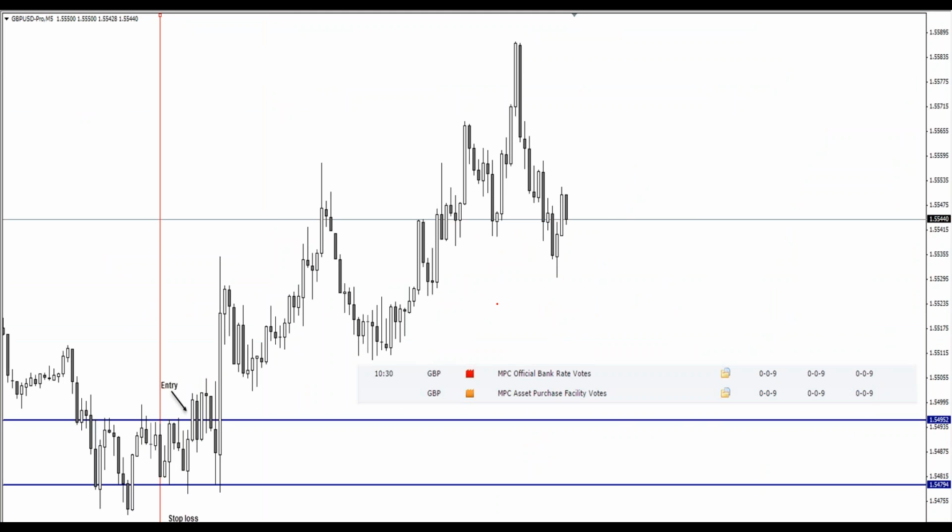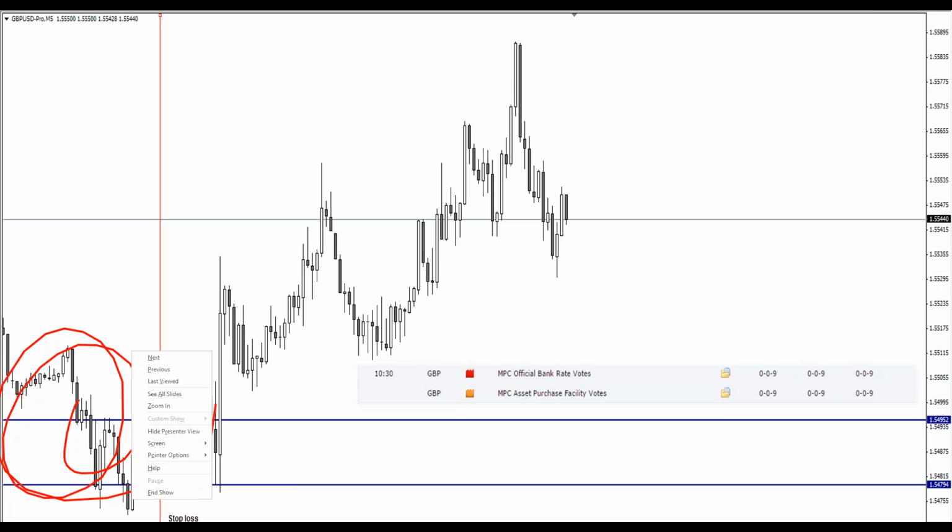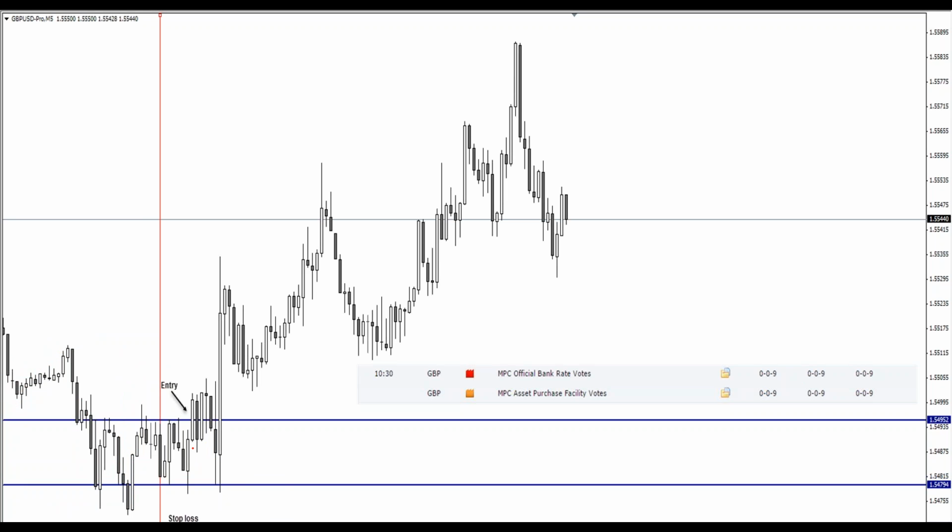Watch this, for example. Official bank vote that was a bit bullish for the pound. Before that, the pound was ranging. It was up and down. And what happened? This is very, very important news, and it can be very strong. It can have a very strong impact on the market. This is, guys, the setup candle.